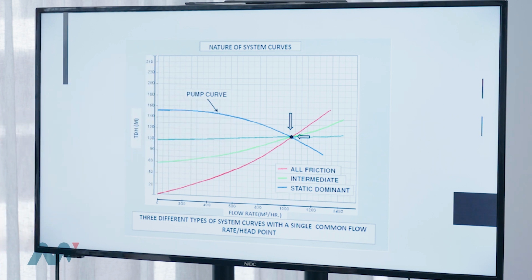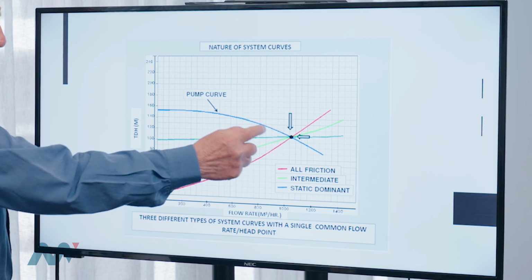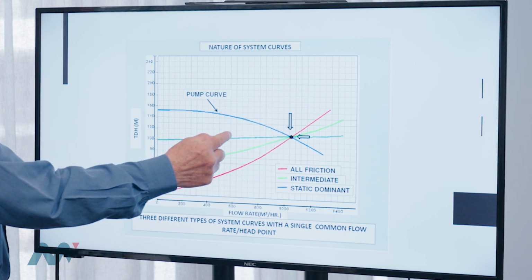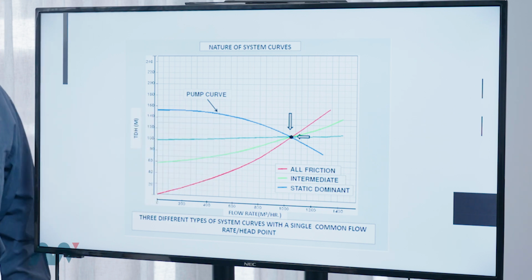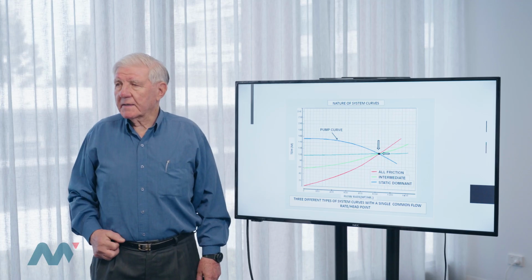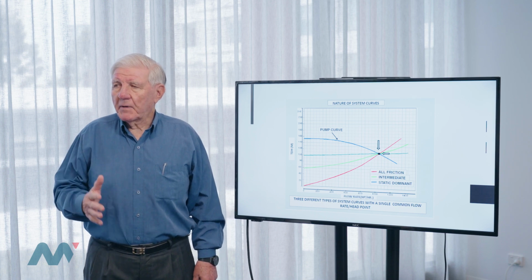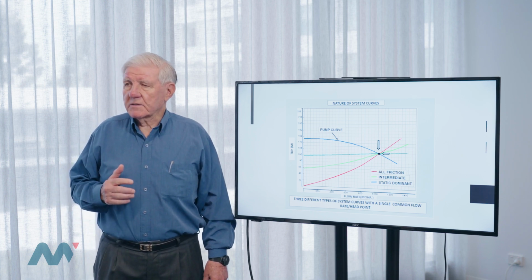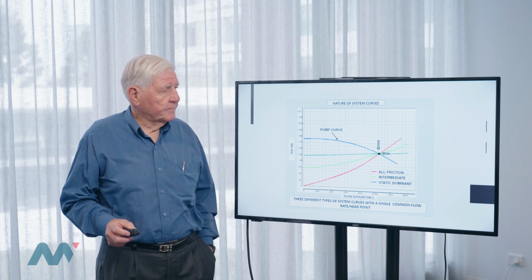And where this becomes important is what happens when we move away from the best efficiency point and come back along the curve. We will see that can give rise to unpleasant operating conditions in the pump because we haven't chosen the pump that's closest to its best efficiency point. And we'll go through that a little bit later in this presentation.